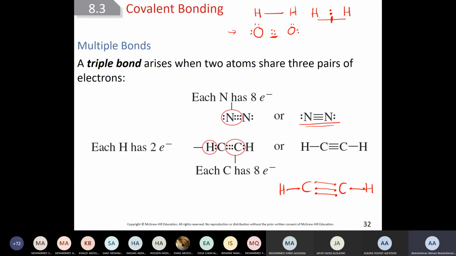Exactly in the middle. So again, if I draw a line here, it will be exactly in the middle of the line between them, because they are from the same atom, from the same element. I'll tell you why in a while. Same thing with nitrogen.